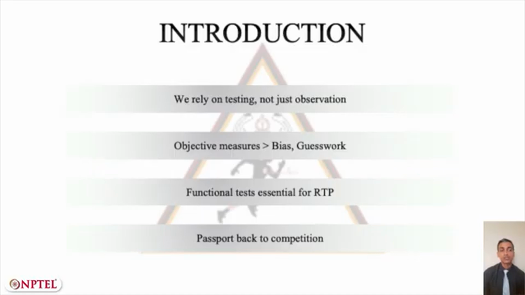Objective measures strip away any bias and guesswork in taking a decision. Hop tests, strength ratios, and movement quality all form an essential part of the return to play decision. Passing these tests is like a passport back to competition. This lecture will show you which ones matter most.